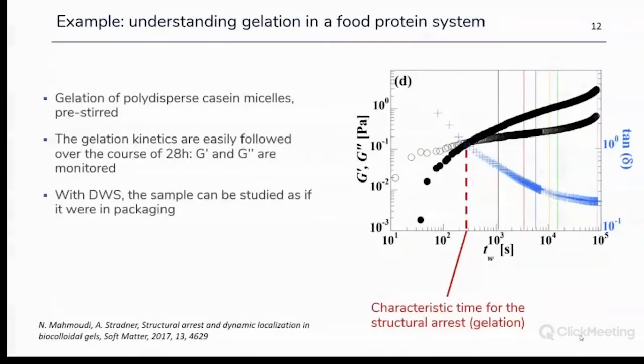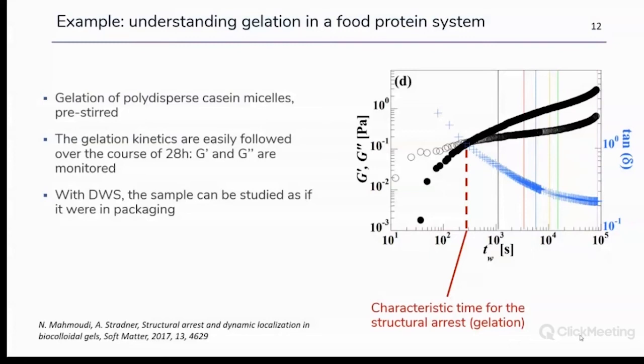In our next example, we are looking at a gelation process inside a food protein system. The system in consideration was polydispersed casein micelles that had been pre-stirred prior to the insertion in the cuvettes. And we are looking at following the gelation kinetics over time. So we're looking again at the storage and loss modulus, but this time not versus the frequency, versus the time. And we select this value of the storage and loss modulus at 1 radian per second, and we always follow it across the 30 hours under which the experiment was taking place.